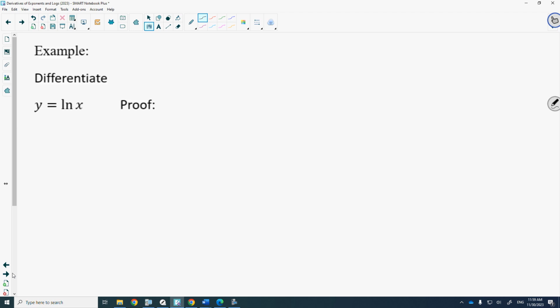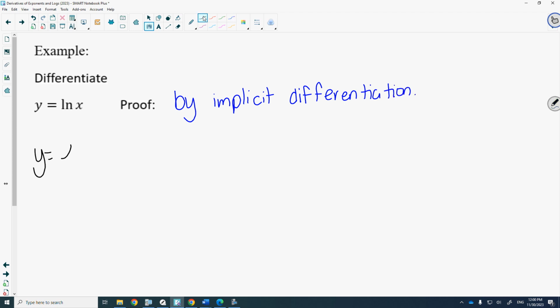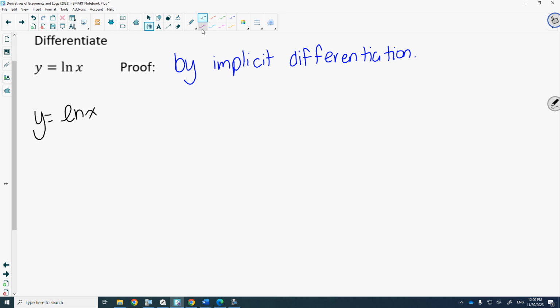Okay, let's differentiate, which we've already done, the natural log of x, but I'm going to show you a proof by implicit differentiation. So let's prove the derivative of the natural log of x by doing implicit differentiation. Okay, so let's show this proof by implicit differentiation. So the function is the natural log of x. Now in the previous examples, we know that the derivative of the natural log of x is 1/x.